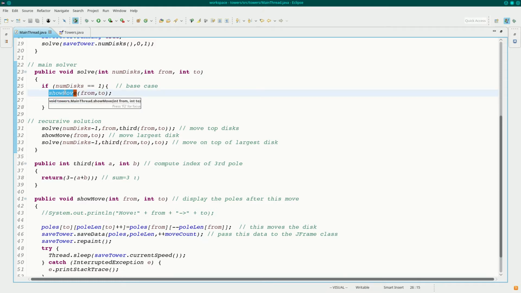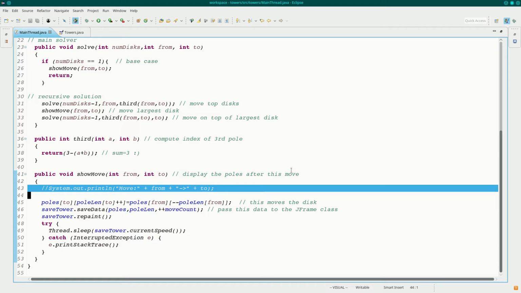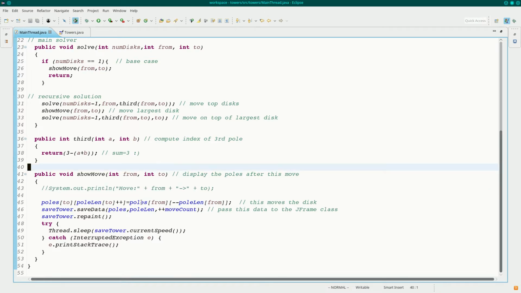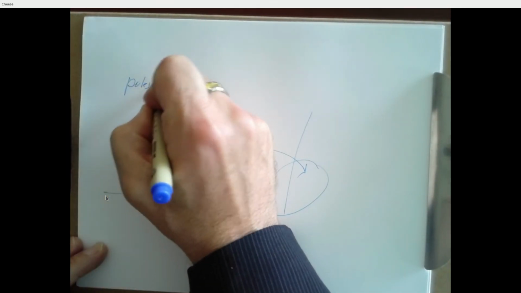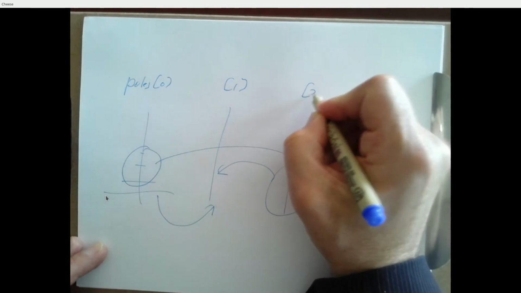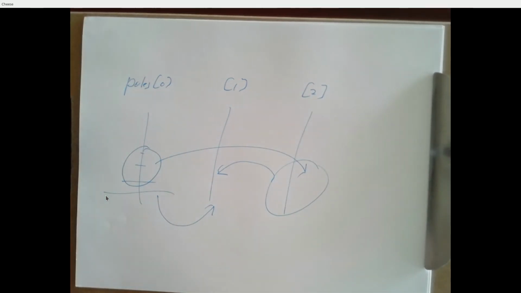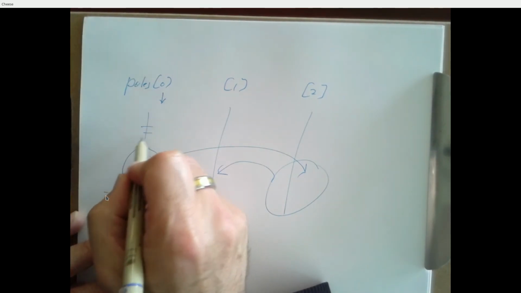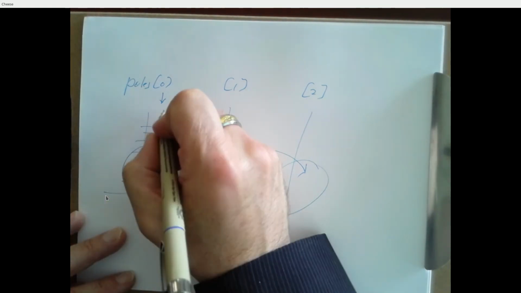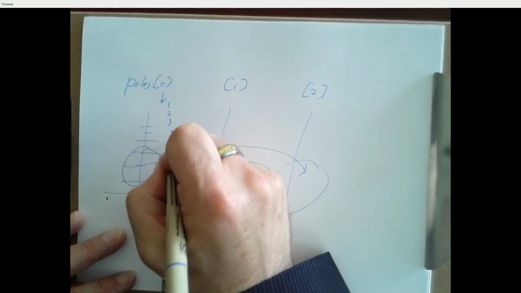So the show move used to just do a print line that just said move from this pole to this pole. So instead what it's going to do is it's going to update a data structure. It's just a 3-dimensional array called poles. So we have poles, bracket 0, bracket 1, and bracket 2. These disks are numbered. Okay, so 1 is the smallest disk, and then n is the nth disk. And this is simply an array showing which disks are on pole 0. So originally this might contain the numbers 1, 2, 3, 4, 5, 6, 7, 8.